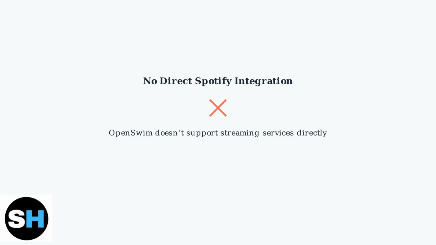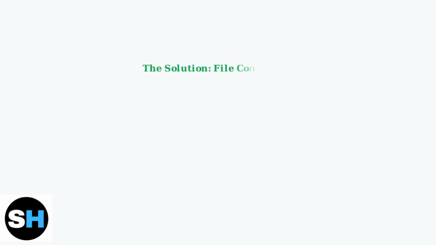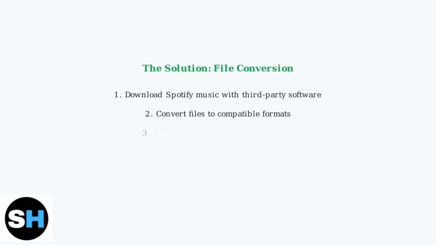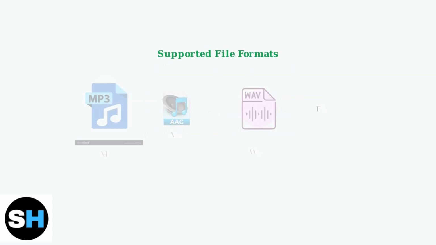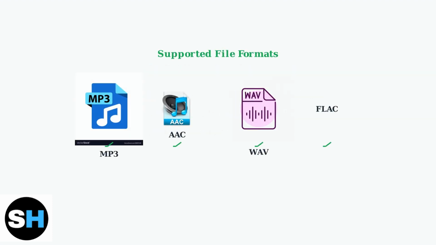The OpenSwim doesn't support music streaming services directly. However, there is a solution. To listen to Spotify music on your OpenSwim, you need to download Spotify music using third-party software and convert the files into compatible formats. The OpenSwim supports several audio file formats, including MP3, AAC, WAV, and FLAC. These are the formats you'll need to convert your Spotify music into.